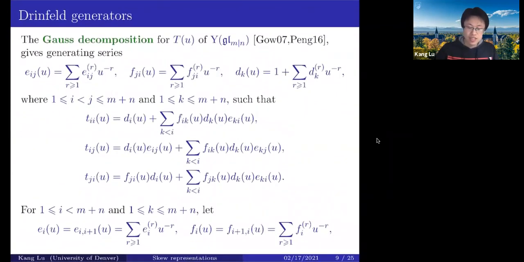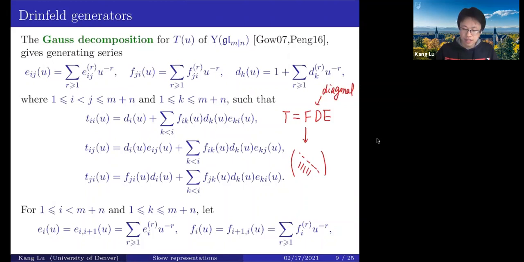For this Gauss decomposition, what we do here is we write T as F times D times E, where this F here is a strictly lower triangular matrix, and D is diagonal, and E is strictly upper triangular. So for example, here is given by F_ij(u), the positions. Here in the middle is given by D_k(u). So those are the diagonals, and here is given by E_ij(u). Then in a different way, if you just multiply it out, it corresponds to those relations. So those series are uniquely determined by T's, by the RTT generators.